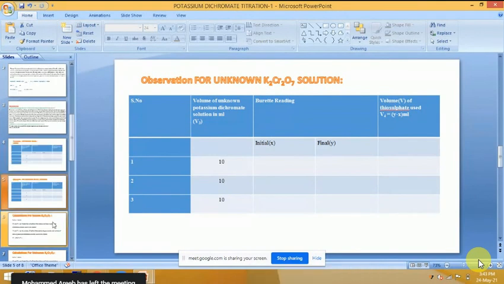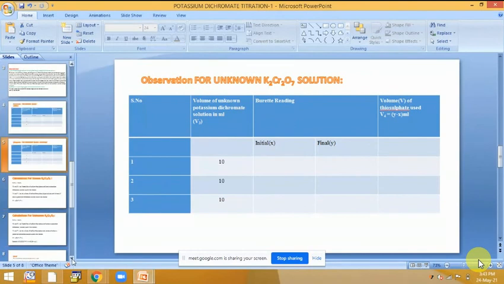And see the calculation here. I am not taking any result, because, since this is a similar type of titration to copper sulfate, you can put any value or data, and from there you can calculate by yourself.